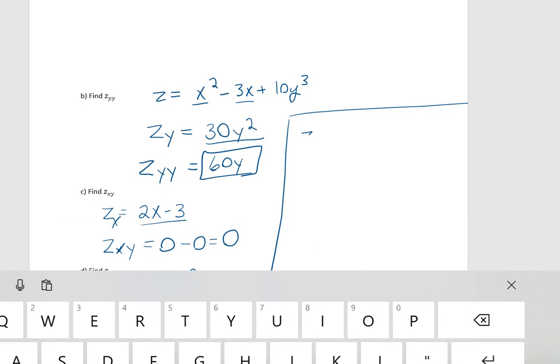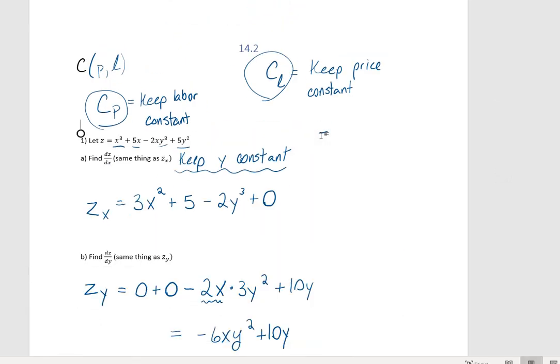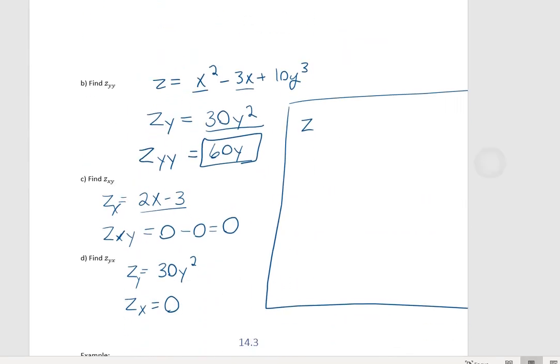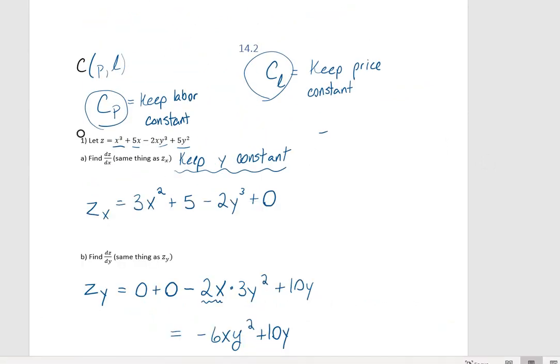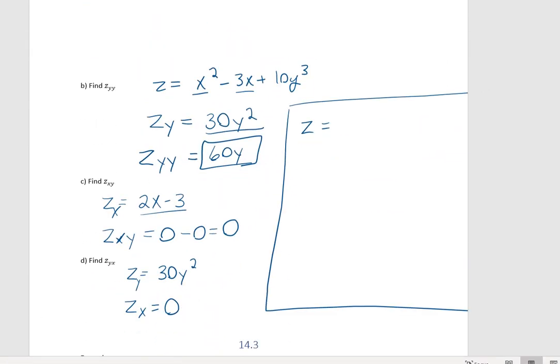Let's say that we had z equals x cubed times y to the fourth. Okay, then if we found z sub xy, what would that be? Well, first we find z sub x, which would be, remember, we're going to treat y like a constant, so it just hangs out in front, times 3x squared.